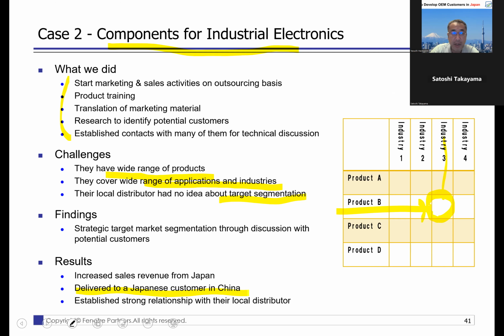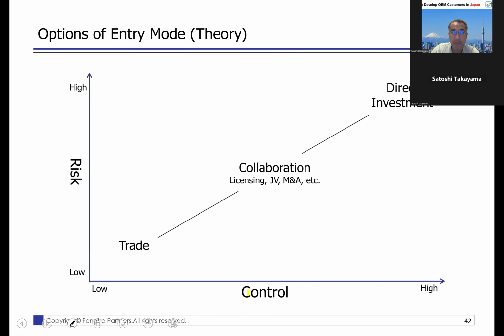And finally, the owner of this Japanese distributor purchased a small share of our client. It means their relationship has been very close. This is another good example. Their case is the same.